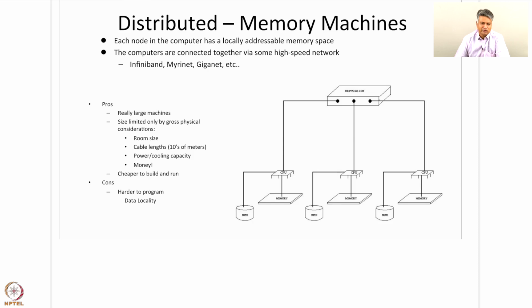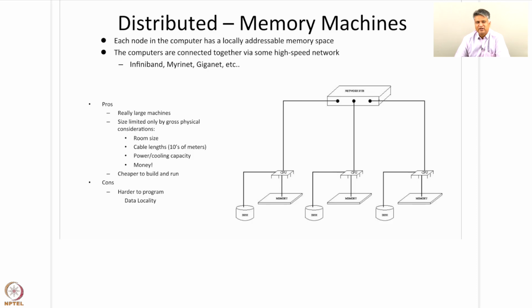What are the advantages of designing machines in this sense? Here, the advantage is that you can build very large machines. You are only physically limited by the amount of space that you have, the amount of electricity you have, the amount of cooling capacity you have, and most obviously the amount of capital that you have. They are somewhat easier to build and run. For example, it's much harder for me to design a machine which has 1024 processors in the shared memory configuration. But it is fairly simple for me to design a distributed memory machine with 1024 processors.